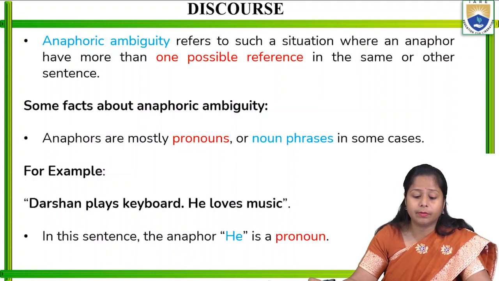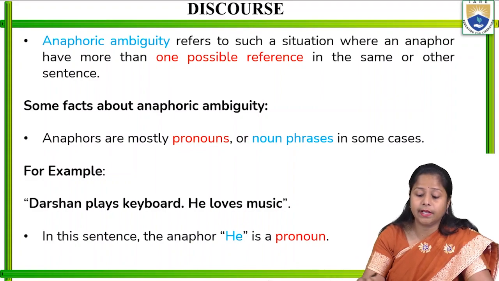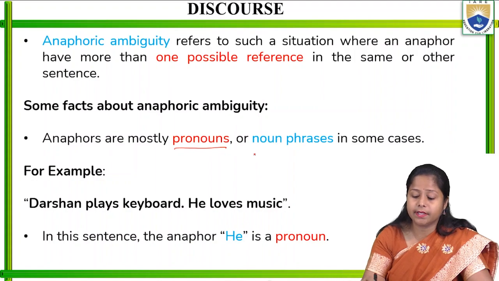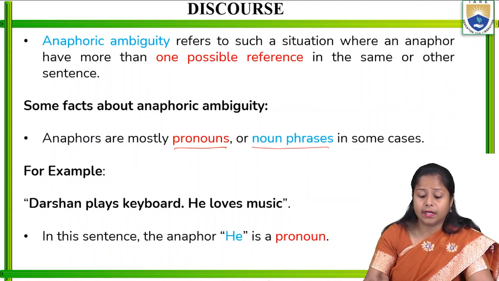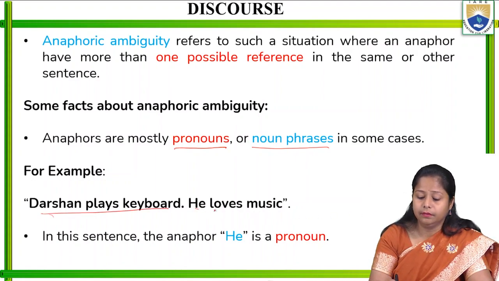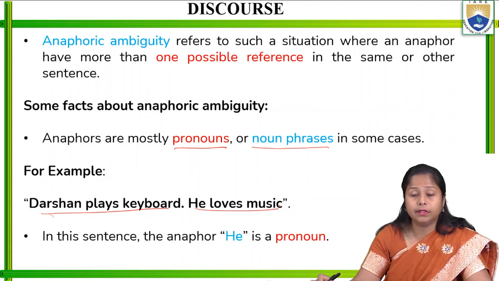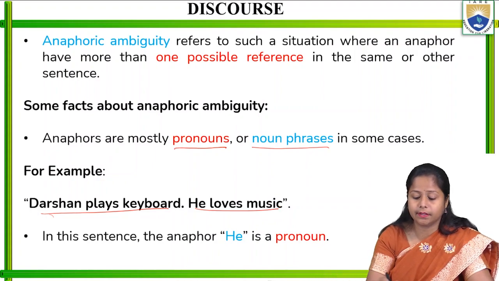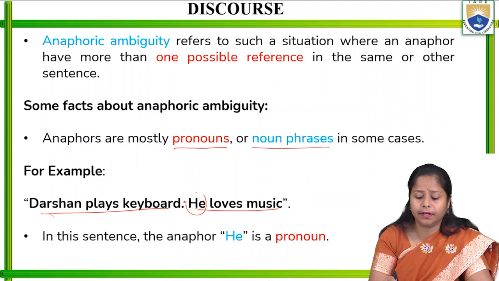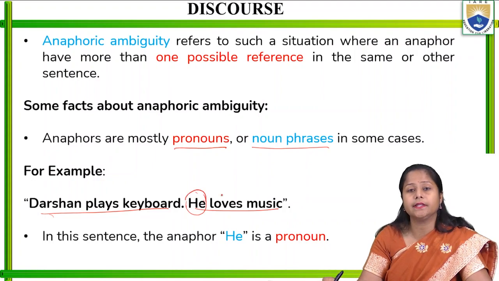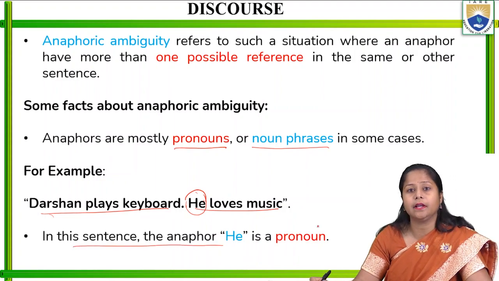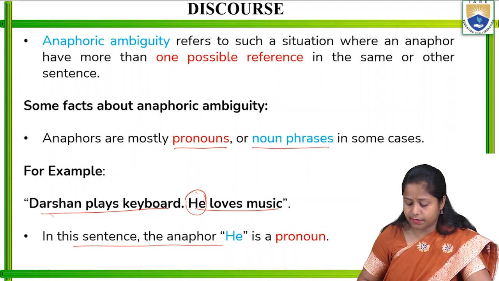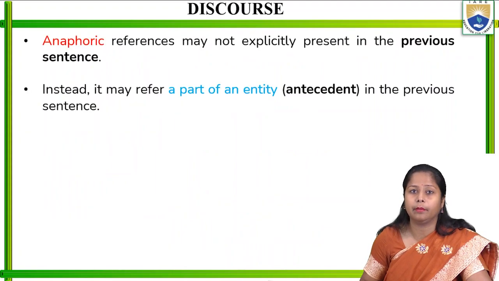Now let's discuss some facts about anaphoric ambiguity. Anaphors are mostly pronouns, and sometimes noun phrases. So let's see an example. Darshan plays keyboard. He loves music. So these two sentences are there, and he is used as an anaphor here, referring to Darshan, who loves music. So in this sentence, the anaphor he is a pronoun. So those are some facts about anaphoric ambiguities.